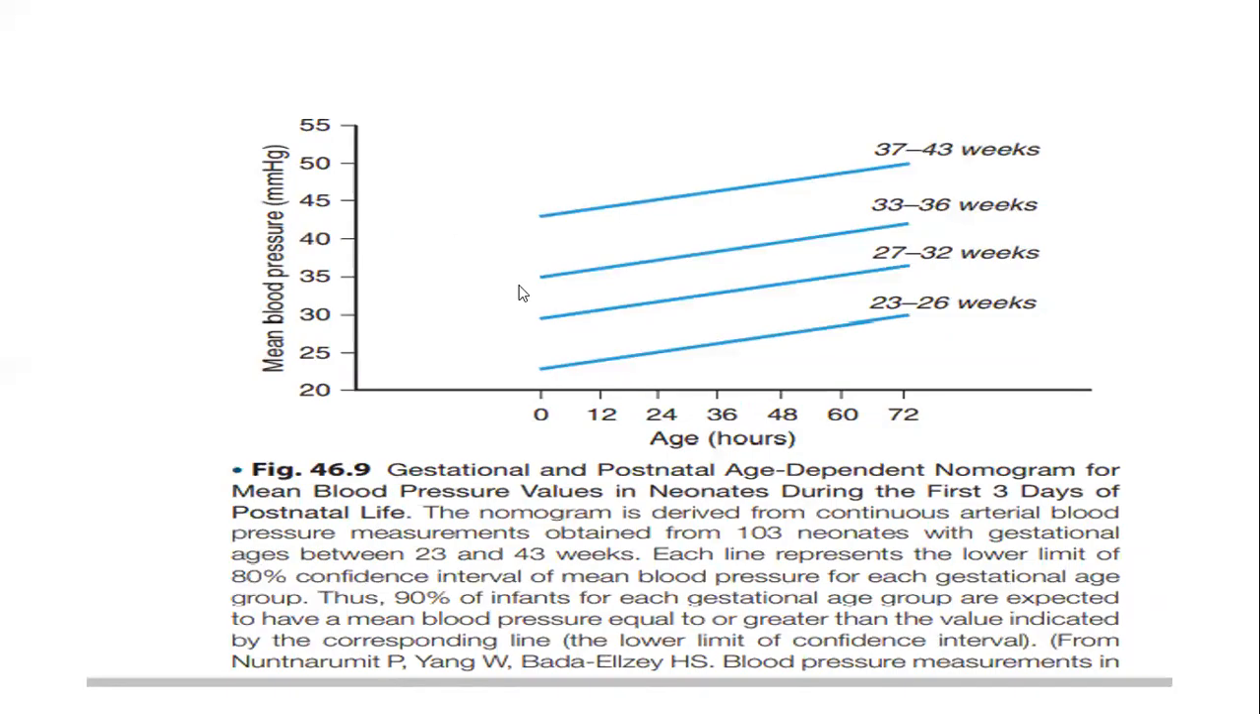This one nomogram I have mentioned here. It's given by Nuntnarumit et al. They have given the age in postnatal hours up to 72 and also the weeks 23, 26, 27, 32, 33, 36, and 39 to 43. And for blood pressure, they have shown how the blood pressure rises in the first 72 postnatal hours in each. This is one nomogram followed by this study.